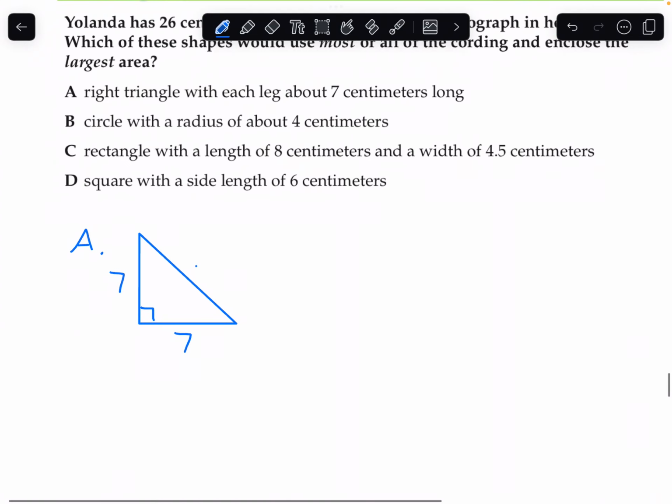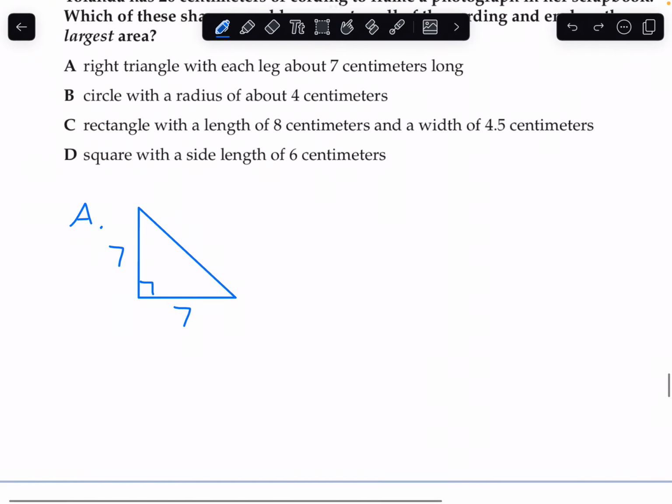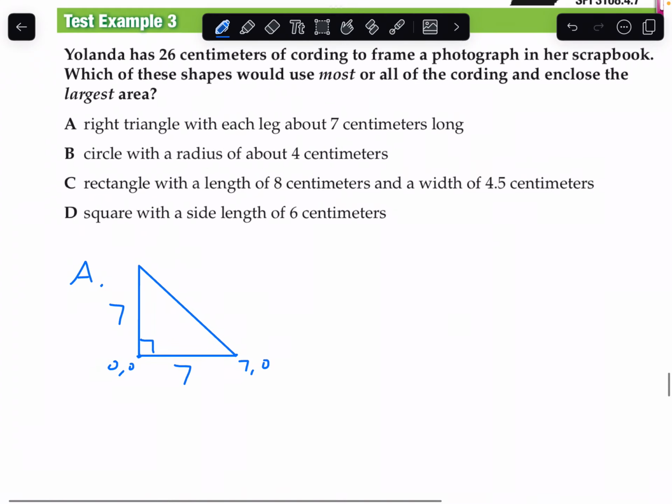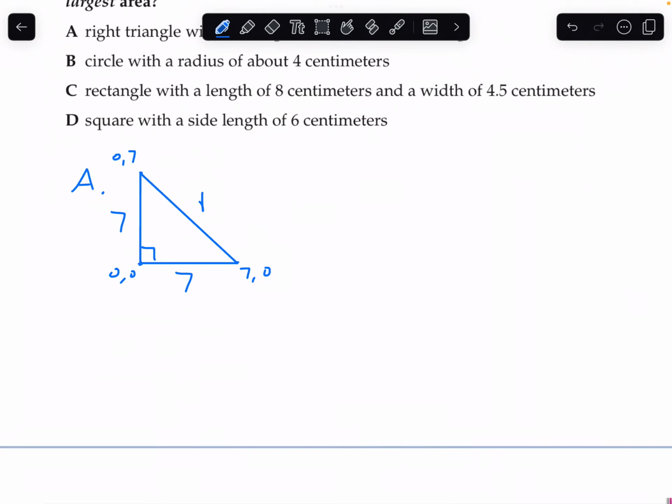I need to find the distance there. If you recall the distance formula, let's put this on a coordinate plane. If you call this 0, 0, that makes this point 7, 0. And this point would be 0, 7. So now this third side, distance is the square root of 7 minus 0 squared plus 7 minus 0 squared. Oh, look at that. It's 7 squared plus 7 squared.